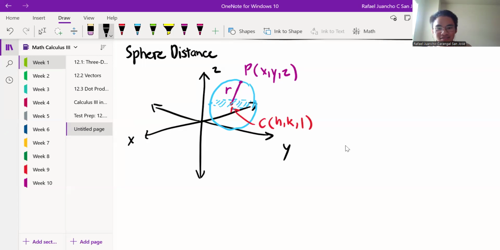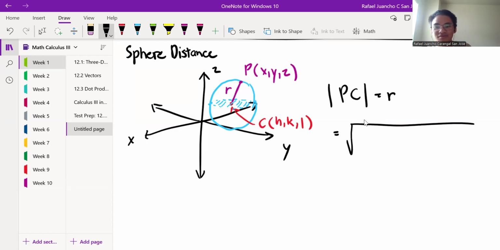Okay, now what's the distance between P and C? Well, it's R, right? The distance between P and C. This is how we write distance. It's basically R. Now, what's the formula? Well, we use our distance formula, right? So our distance formula tells us that we just subtract each of them and we square it. So this is x minus h squared, y minus k squared, z minus l squared.